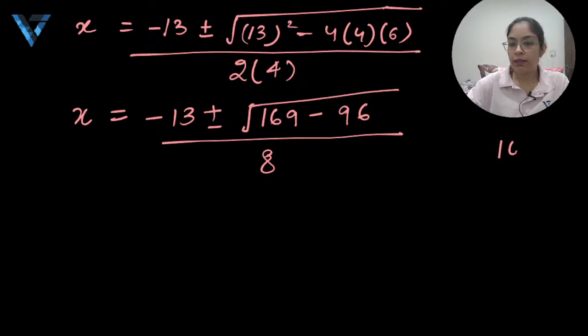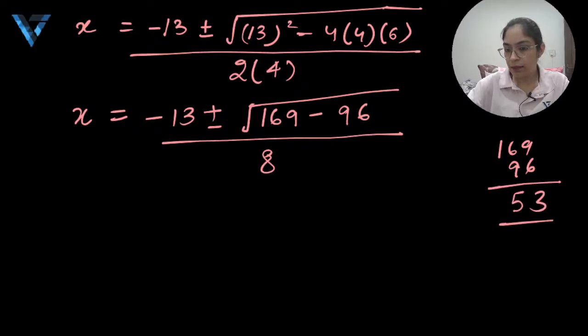96, then 169 minus 96. So how much will we get? 9 minus 6 is 3, and 16 minus 9 is 7. This is 73. So x is equal to minus 13 plus or minus root 73. Is it 73 or 53? It's 73.